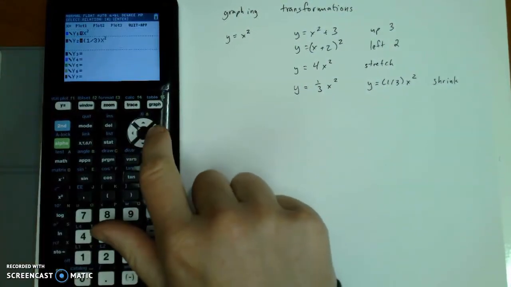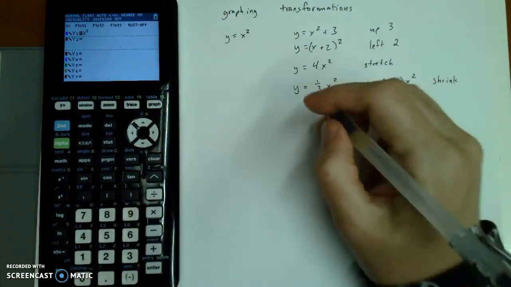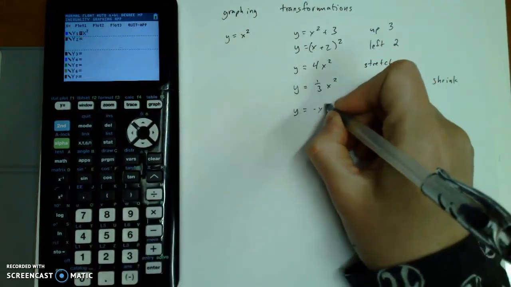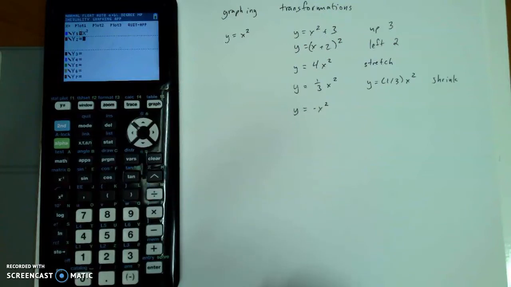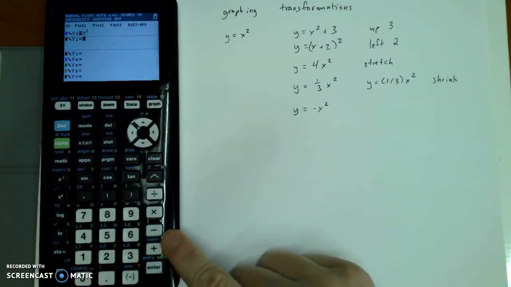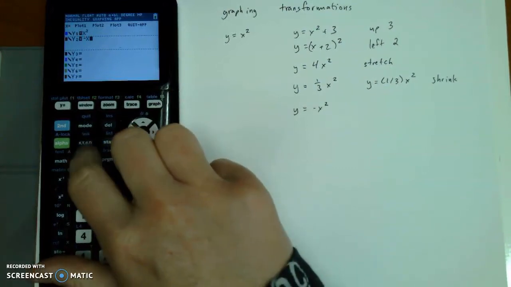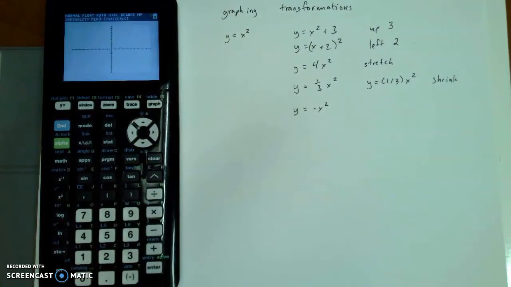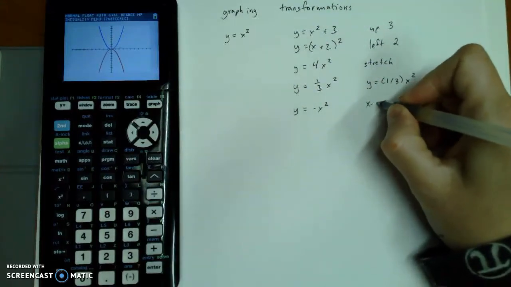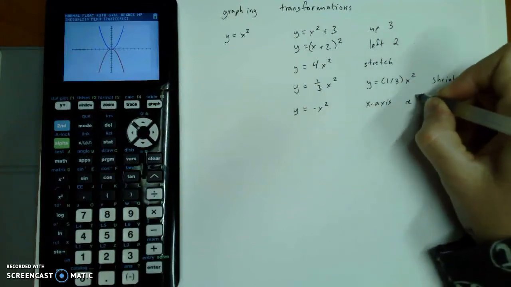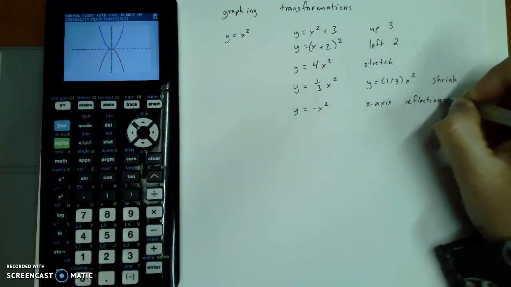Last but not least, let's look at reflections. So let's try y equals -x squared. As always, make sure to think, am I actually subtracting or is it a negative? It's a negative, so I'm going to go ahead and use my negative key way down here at the bottom. And let's see what that looks like. There's my base. Here's my new one. If that negative is out in front, that is an x-axis reflection.